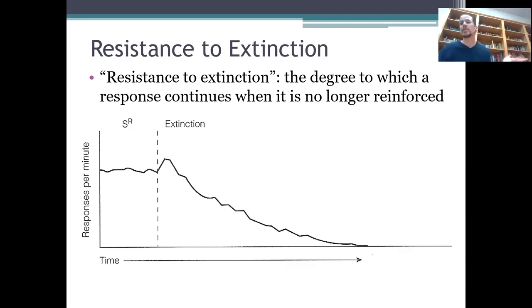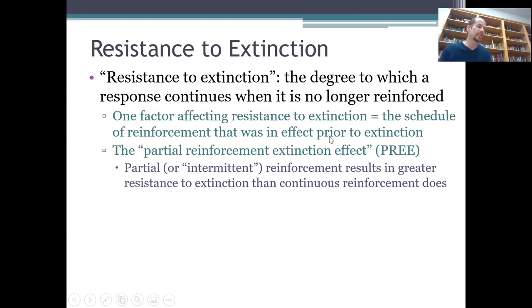Now, resistance to extinction is influenced by several factors. Your book talks about a few of them, but probably the most important one is the schedule of reinforcement that was in effect before the extinction phase began. So guys, one of the most reliable findings in all of psychology really is that partially reinforced behaviors tend to stick around for longer, right? They tend to persist for longer. They tend to be more resistant to extinction than continuously reinforced behaviors. People and animals will make more responses during extinction after partial reinforcement than they will after continuous reinforcement.